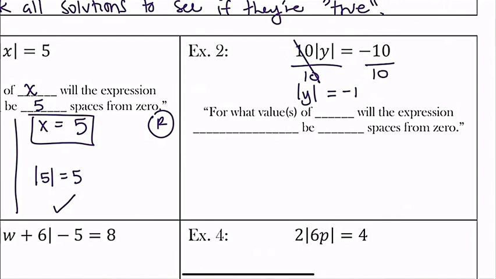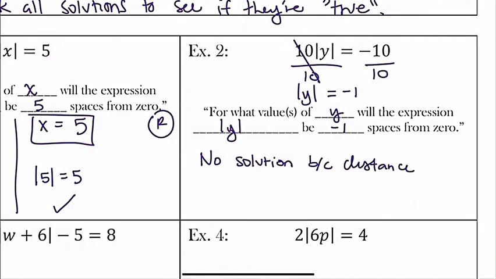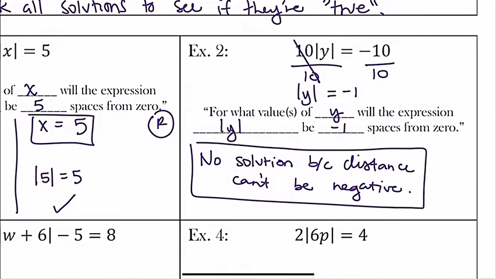Now here it says, for what value of y will the expression, the absolute value of y, be -1 spaces from 0? Here we're asking to be a negative distance. That is not possible. So there is no solution to this question because it's not possible to be a negative space from 0. So we're going to say no solution, because distance can't be negative. And there we go.